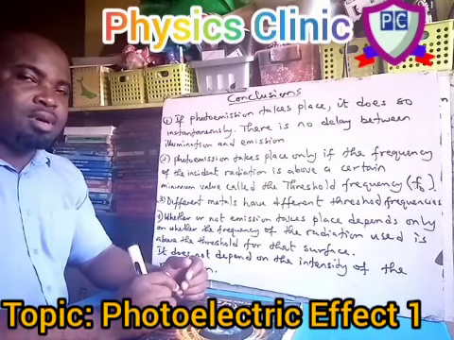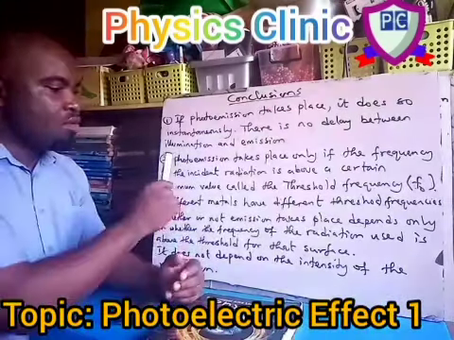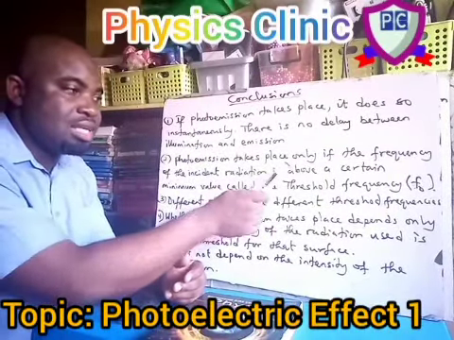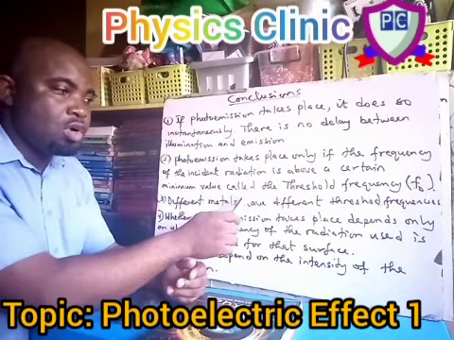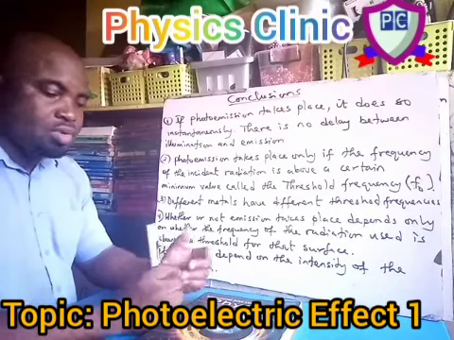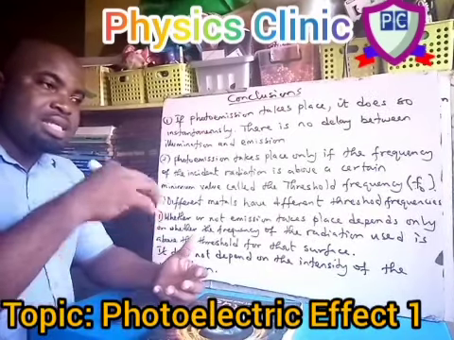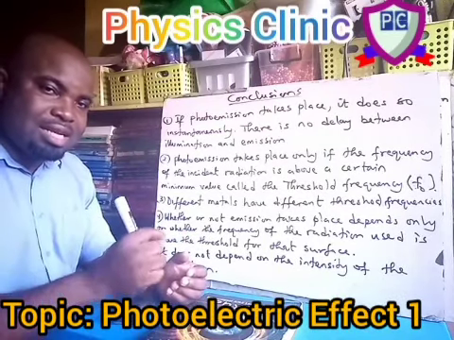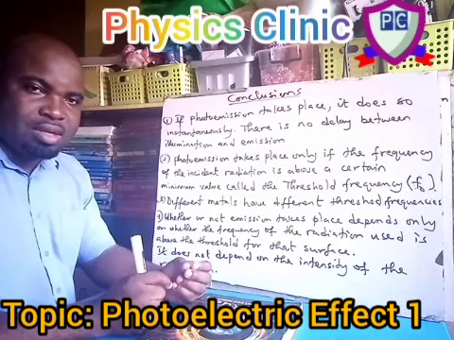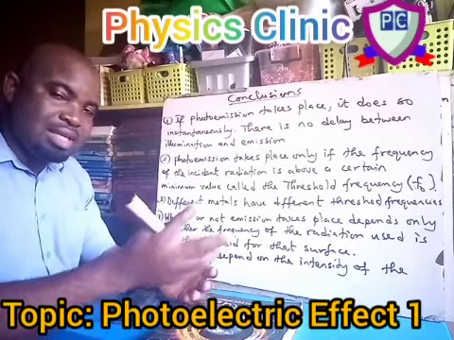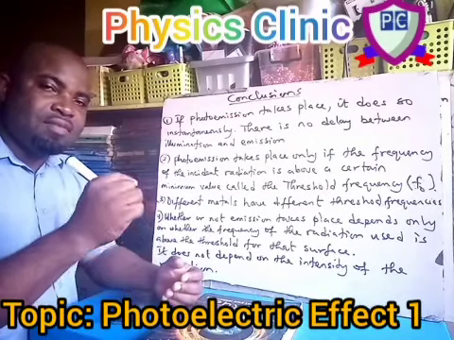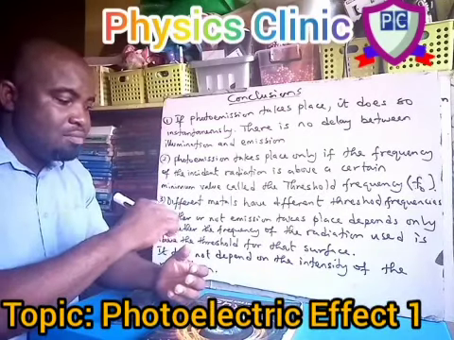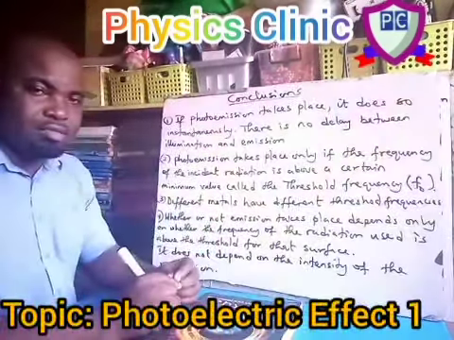The second conclusion we came up with is that photoemission takes place only if the frequency of the incident radiation is above a certain minimum value called the threshold frequency. During the experiment, we discovered that the frequency of the incident radiation must be greater than a minimum value before electrons will be ejected from the metal surface. Once the frequency of the incident radiation is less than the minimum value, no electrons will leave the metal surface.